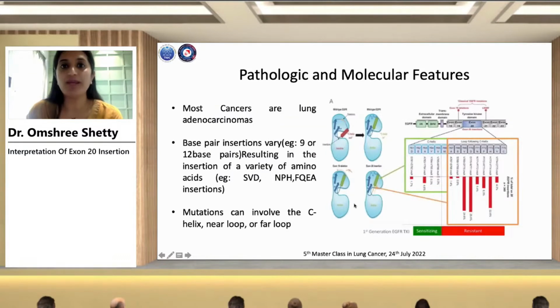So what are the major pathologic and molecular features of these mutations? These usually occur in lung adenocarcinomas. And these alterations, like what we see for this exon 20 coding for amino acids starting from 761 to 775. So usually they involve either addition of 9 base pairs or 12 base pairs, which would lead to change of some amino acid sequences, which would change the complete frame of this C helix or the far away from the C helix loop, or the near loop or far loop mutations. And based on these alterations, they would show their response to the treatment.